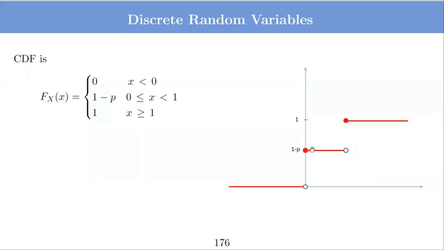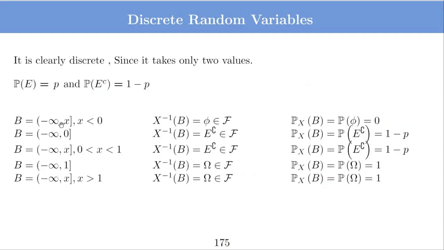So if you plot it, it will look like this: up to 0, this is 0. And at 0 and after that, it becomes 1 minus p. And at 1 and after that, it will become 1. So there are jumps in this CDF. Okay, and these jumps occur at the range values of x. You can see that whenever you include one member of the range of x, you will immediately include some more elements in the pre-image, which map to this new number.